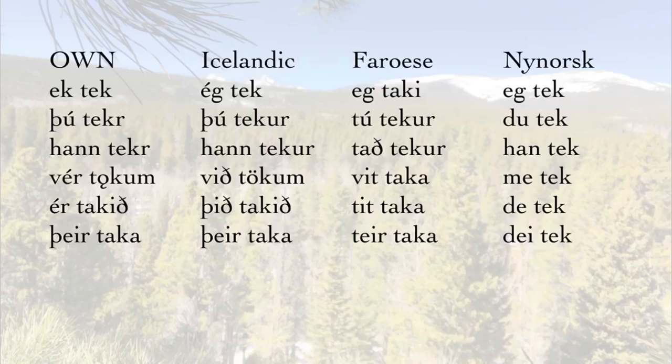Now, if we look at the Norse example, which is based, again, on something of an average Norwegian dialect, we see that this is even more simplified, so that the second or third person singular form, without its ending R, has become generalized to the entire paradigm. Egtek, dutek, hantek, metek, ditek, ditek.